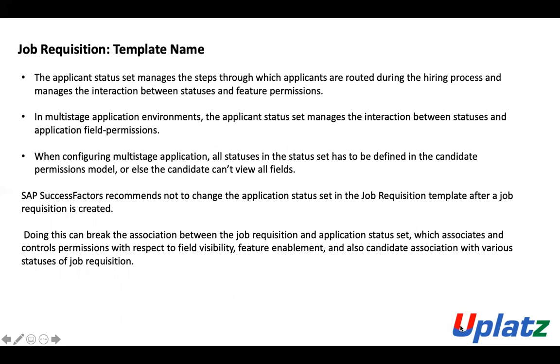Because there are cases where you create a job requisition, everything has been done, and finally you try to change the application status set in the template, in the XML or at the field level. That will definitely impact the flow, showing a broken link, and restricting what permissions they can see, what fields they are able to see, what features they have, and the candidate's association with the various job requisitions. It's a complete broken path, which is a really tough situation, so it's always not recommended.